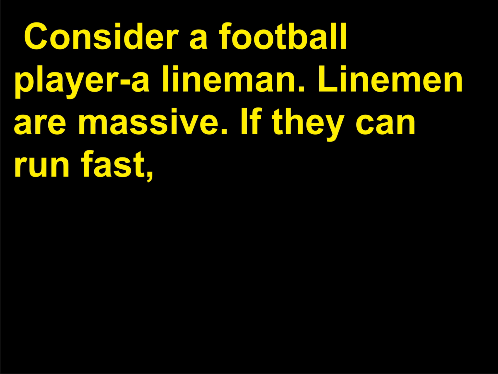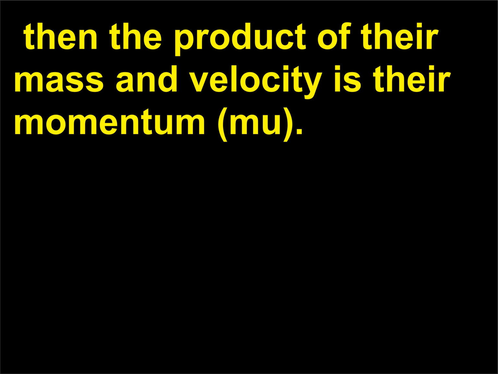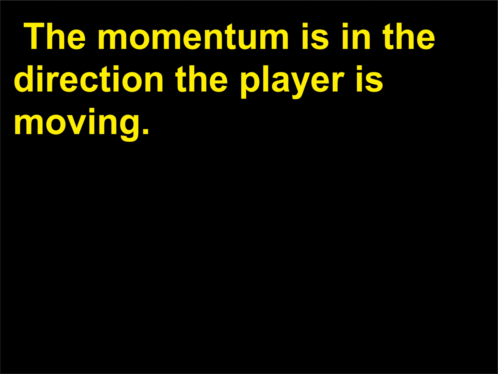Consider a football player, a lineman. Linemen are massive. If they can run fast, then the product of their mass and velocity is their momentum, mu. The momentum is in the direction the player is moving.